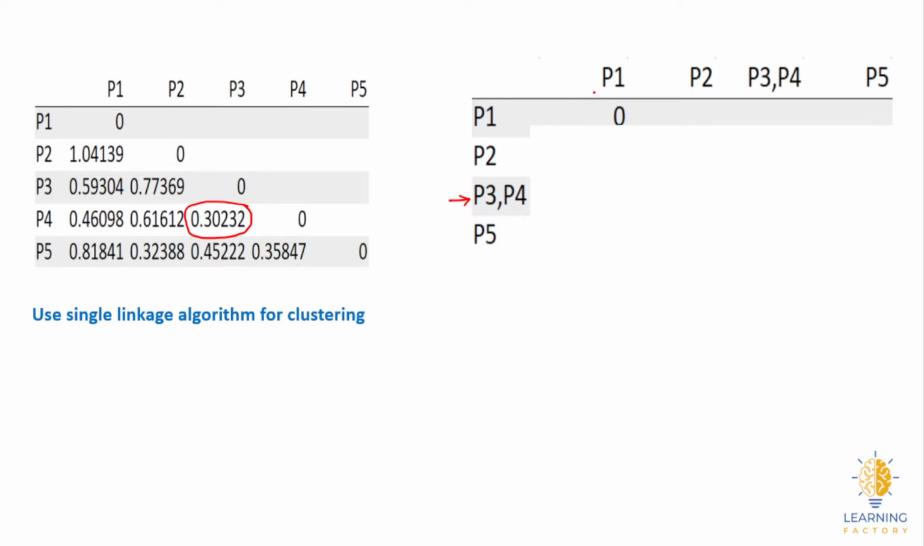See here, if I want to compute the distance between P1 and P2, it has already been computed. We already have this distance, 1.04139. The distance between P1 and P1 is 0, so all diagonal elements would be 0. And the distance between P1 and P2 we already have, so we replace it as it is.